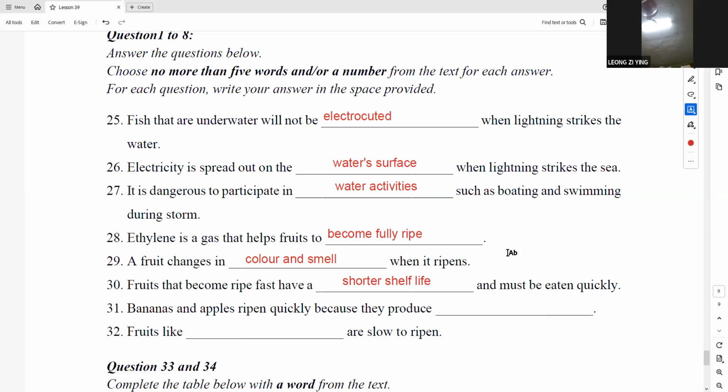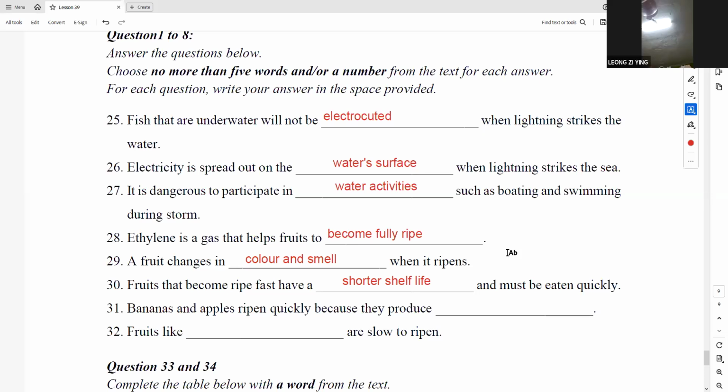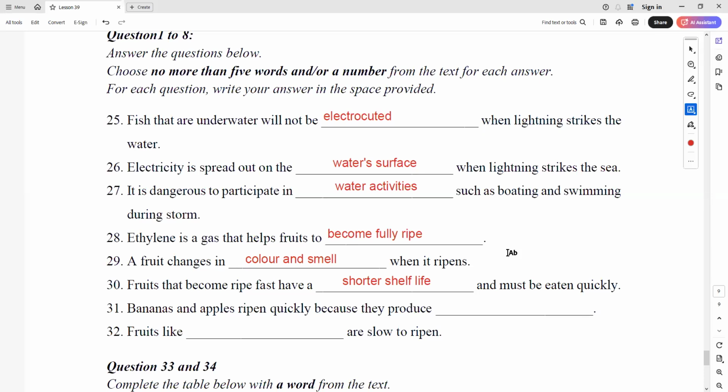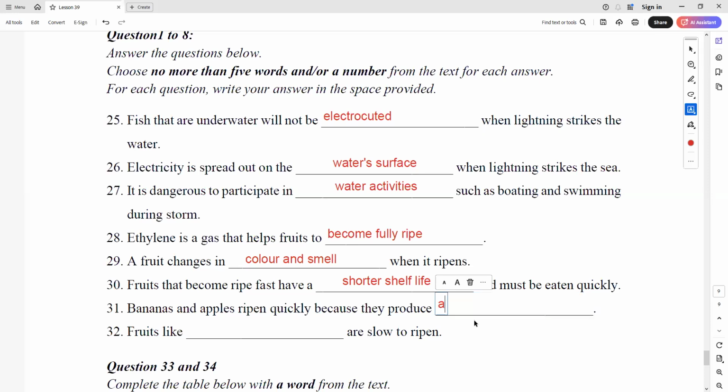Bananas and apples ripen quickly because they produce a lot of ethylene.